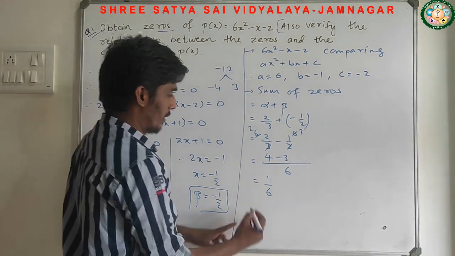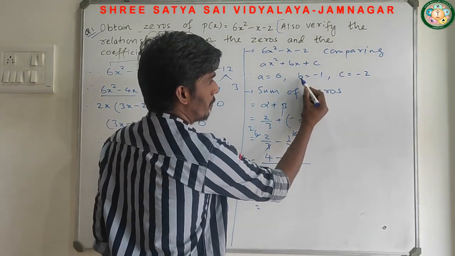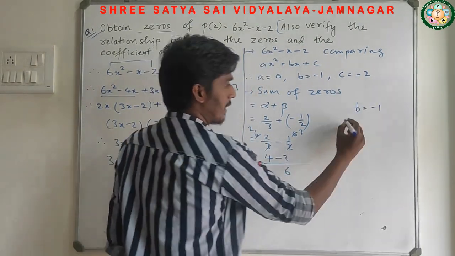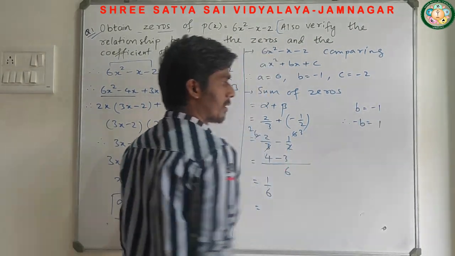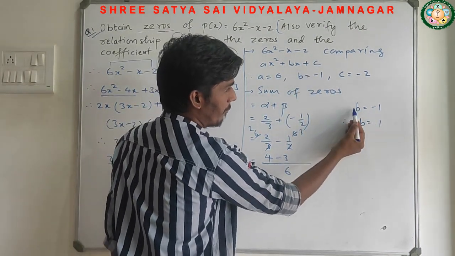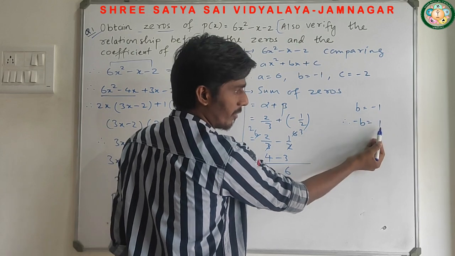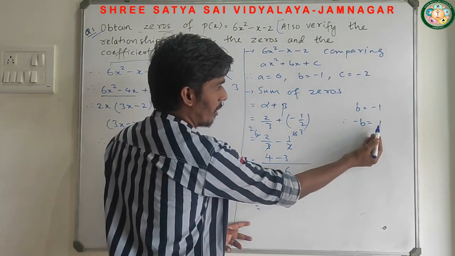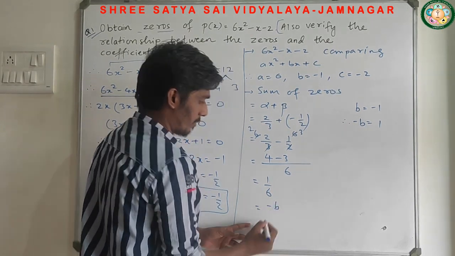Now this one, b is equal to what? Minus 1. If b is equal to minus 1, then minus b is equal to plus 1. This is given from the equation b equals minus 1. If I change the sign of b, I have to change the sign of 1 also. So minus b equals 1. So I am going to replace this value of 1 by minus b.